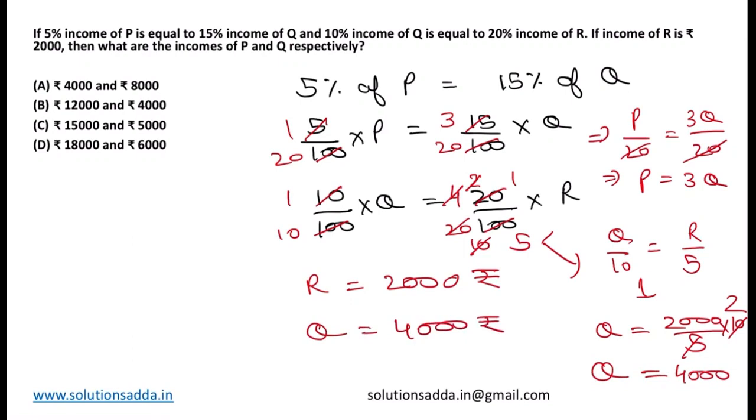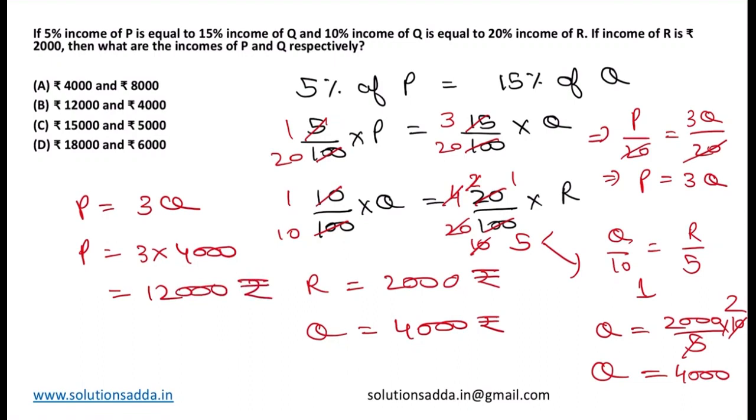Now putting the value of Q in the equation P equals 3Q, we get the P value as 3 times 4000 equals 12,000. Hence the correct answer is P and Q. So for P it will be 12,000, for Q it will be 4,000. Looking at the options, option B satisfies the values of P and Q, hence B is the correct answer.